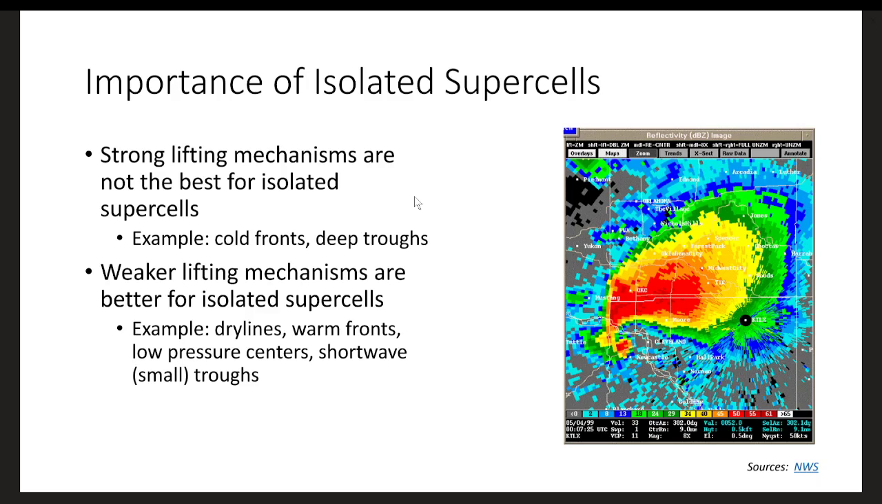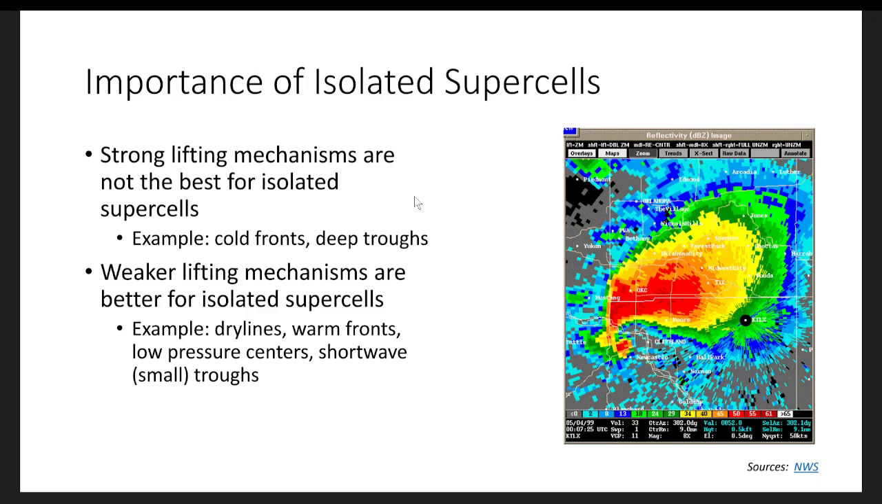So, the lifting mechanisms are not the best for isolated supercells. Like cold fronts and deep troughs. You can get supercells along a cold front. It depends on the wind direction, mostly. You can get supercells along a cold front. You can get supercells along a deep trough.